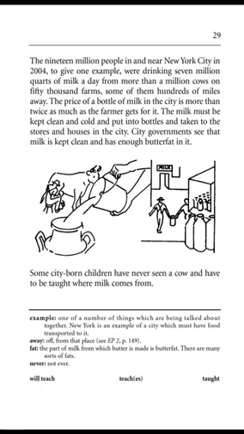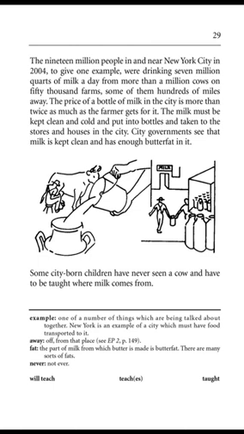Page 29. The 19 million people in and near New York City in 2004, to give one example, were drinking 7 million quarts of milk a day from more than 1 million cows on 50,000 farms, some of them hundreds of miles away. The price of a bottle of milk in the city is more than twice as much as the farmer gets for it.